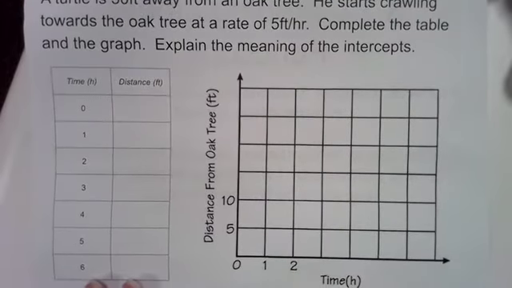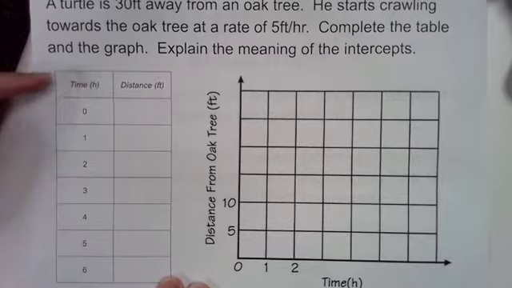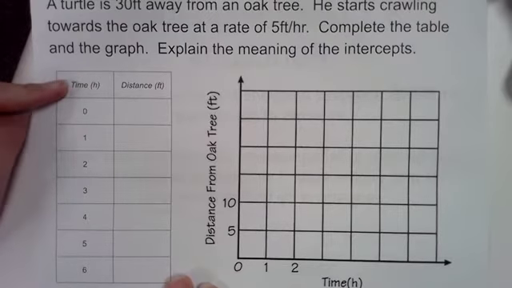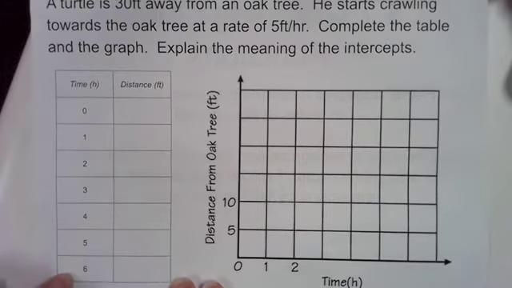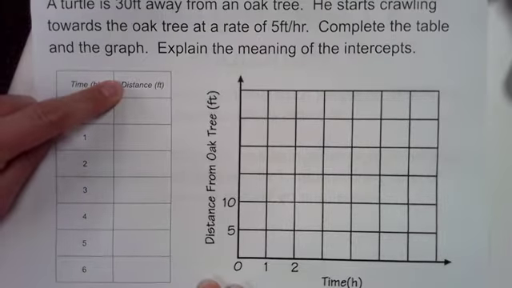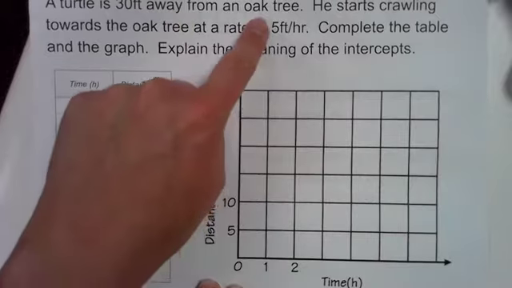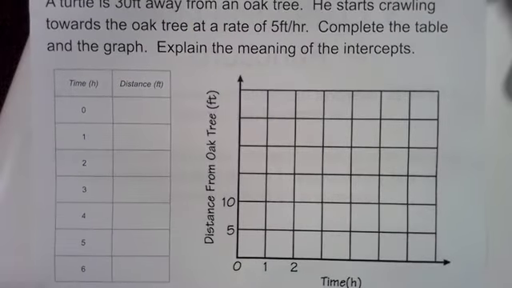So first of all, we have a little table here. This is hours, the time unit for hours, from 0 to 6. And we have the distance. This is the distance away from an oak tree. That's what that represents. And so we are going to make a little graph.